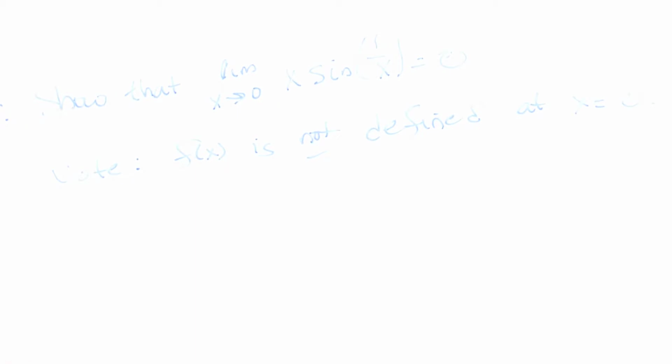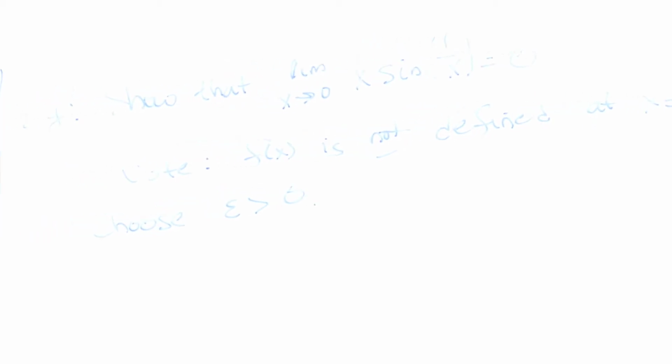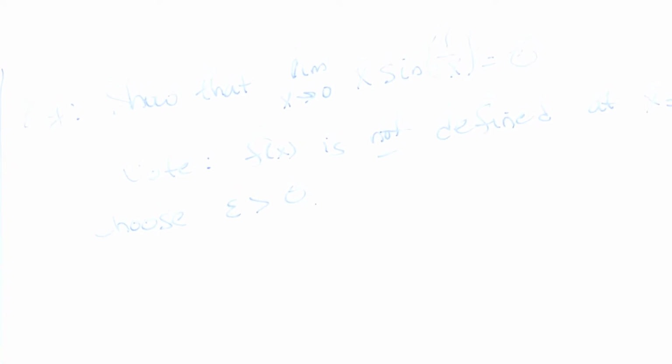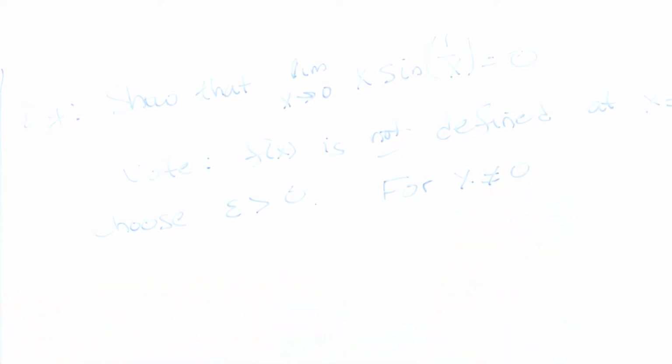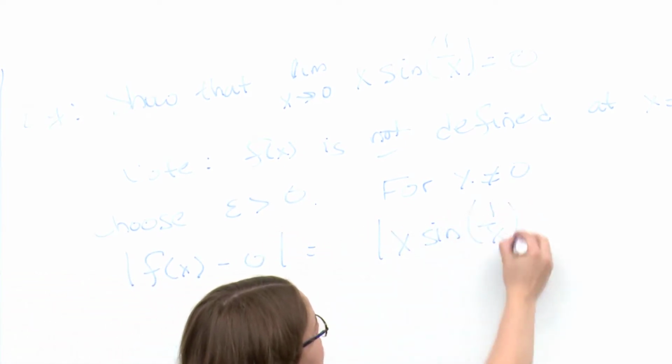Okay, so we know the first step. We pick our epsilon. Let's choose our epsilon. And we know when we're doing all these manipulations, we're going to be assuming hopefully that x is close to 0, but x is not equal to 0. Because again, if x is equal to 0, this makes no sense. Okay, so as long as x is not equal to 0, what do we have? We have that f of x minus L, that's f of x minus 0, is equal to x sine of 1 over x.